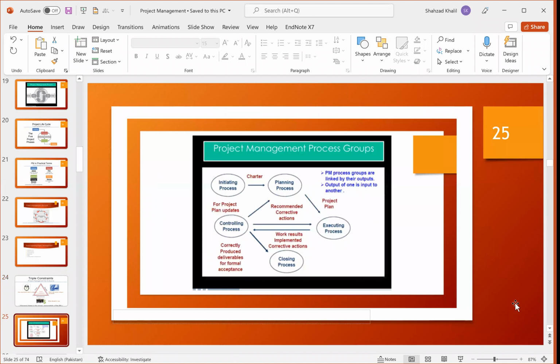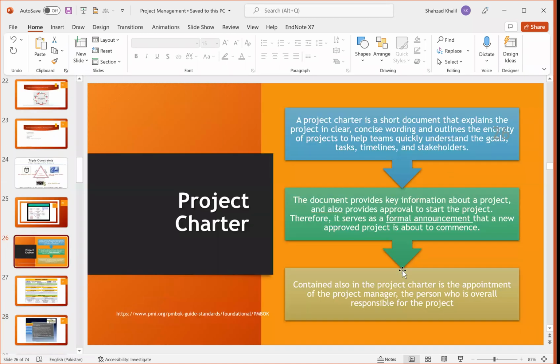If we see the project management process groups, it has an initiating process, then comes the charter, then the planning process, which leads to the project plan, then the execution phase comes, and the controlling. Recommended corrective actions, work results, implementing corrective actions. It goes side by side. For project plan updates again, and correctively produced deliverable for formal acceptance. And then if it has been done, then the closing process. So these are the 5 phases which it goes through.